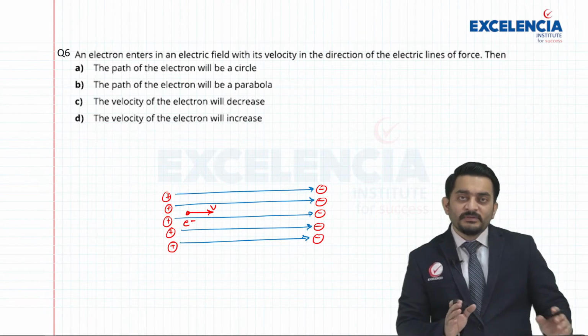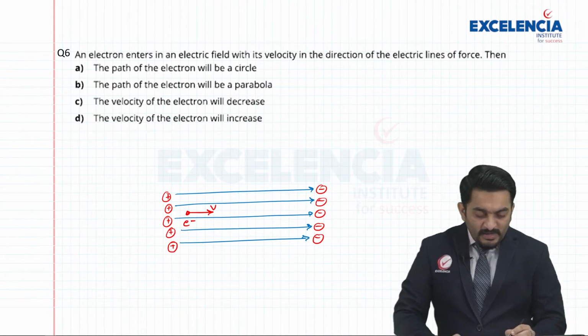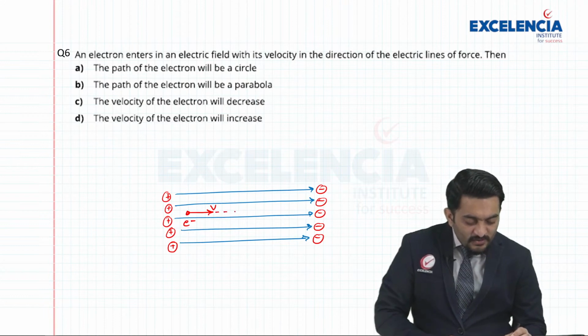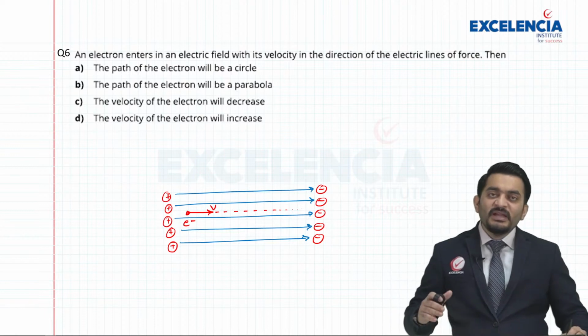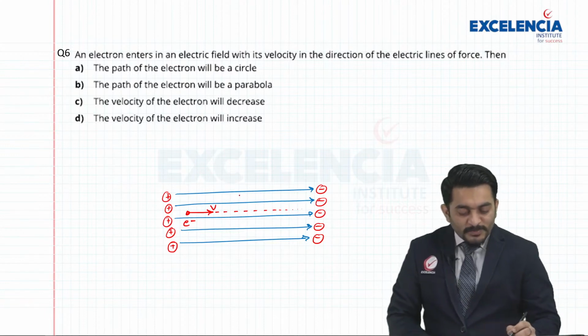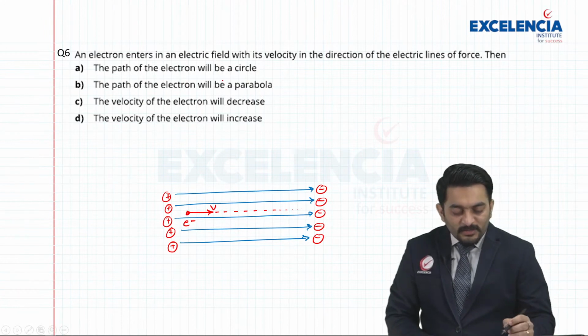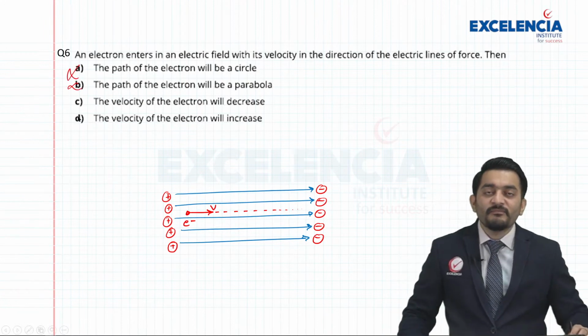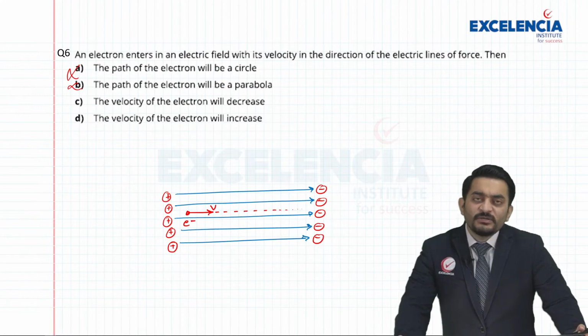So what is going to happen? Similar charges are going to be repelled, which means the electron which has been projected with some speed, its speed is going to decrease, correct? Now one thing you need to understand here: option 1 and option 2, circle and parabola, these things happen only when you have a magnetic field present. So this is a question about the electric field.